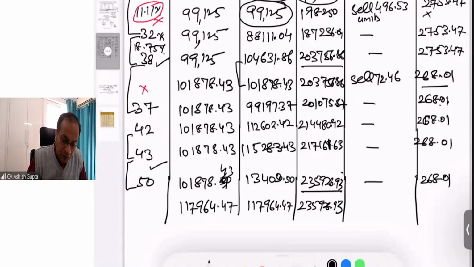Sorry. Okay, student, now the difference amount is this much, 134.50. So we sell 321.72 units. Okay, so the balance will be 235,929 units. Okay, student, I hope it is clear to you.